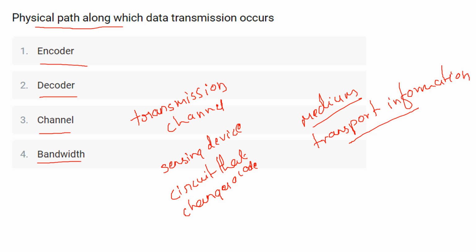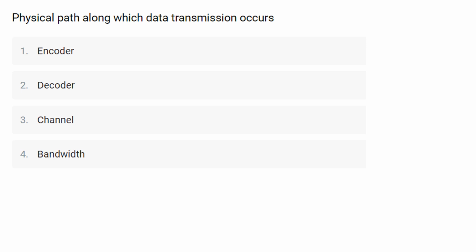And the last one is bandwidth. It describes the maximum data transfer rate of a network or an internet connection. It measures how much data can be sent over a specific connection in a given amount of time. So here the correct answer for this question is option number 3. The physical path along which the data transmission occurs is a channel.